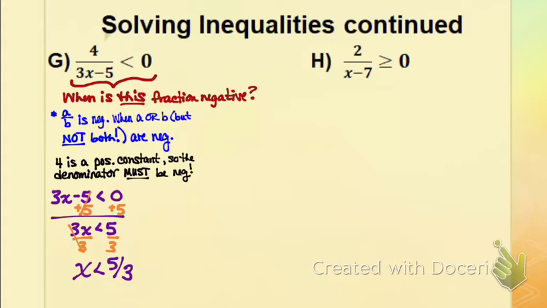All right, let's finish off part G. What's my interval notation here? Negative infinity, comma 5/3, parenthesis. I want you guys to try part H on your own. Very similar, except this time I want to know where it is greater than or equal to 0 instead of less than. Give this one a try, see what you can do.